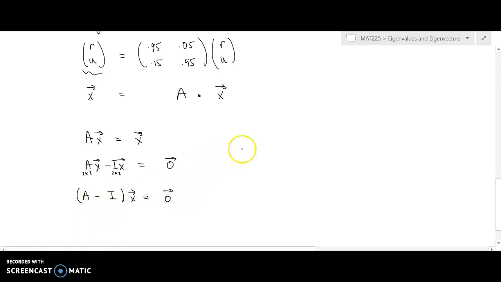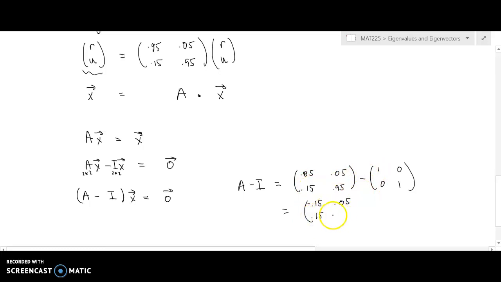So let's do off to the side, let's figure out what A minus I is. Before I plug in what A minus I is, I've got to calculate it. My A matrix is the one from above. And now I'm going to subtract the identity matrix from it, which is the 1, 0, 0, 1 matrix. So what that's going to give me is 0.85 minus 1 is negative 0.15. 0.05 minus 0 is 0.05. And then I'll have 0.15 and negative 0.05.